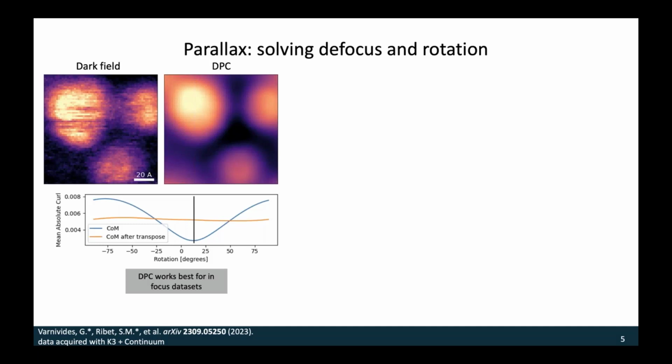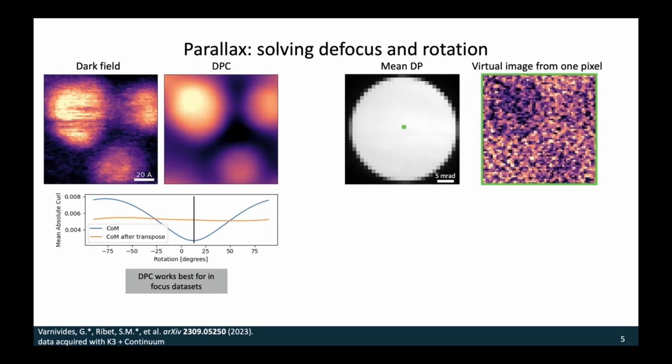So I'm going to introduce a different method that can be really helpful for solving your defocus and also your rotation and providing these sorts of phase reconstructions. And this is going to be the parallax approach. So if you imagine here, this green dot is going to be a virtual detector. We're just taking one spot in the center of our diffraction pattern here, and we're going to see the virtual image. And now I'll play this movie, and I want you to see how these virtual images change as we move around the central disk here.